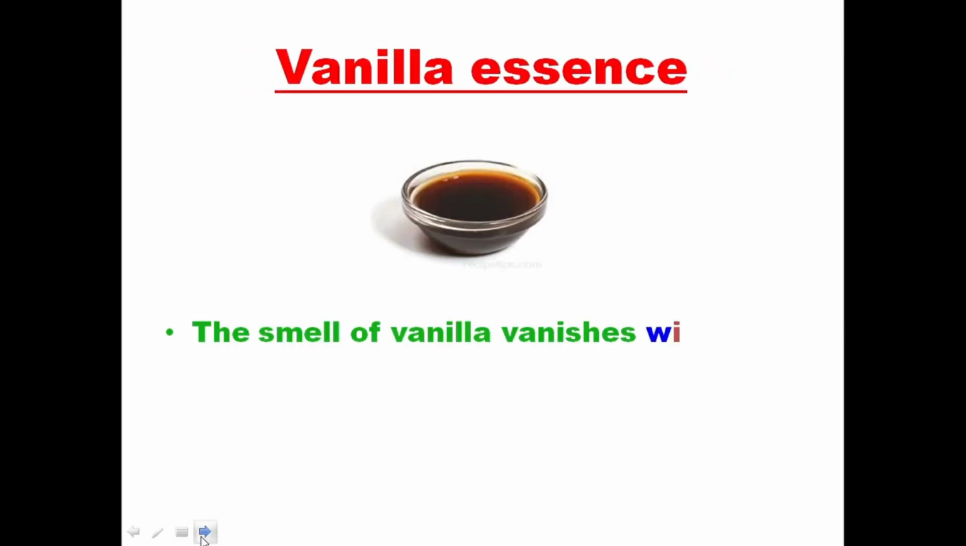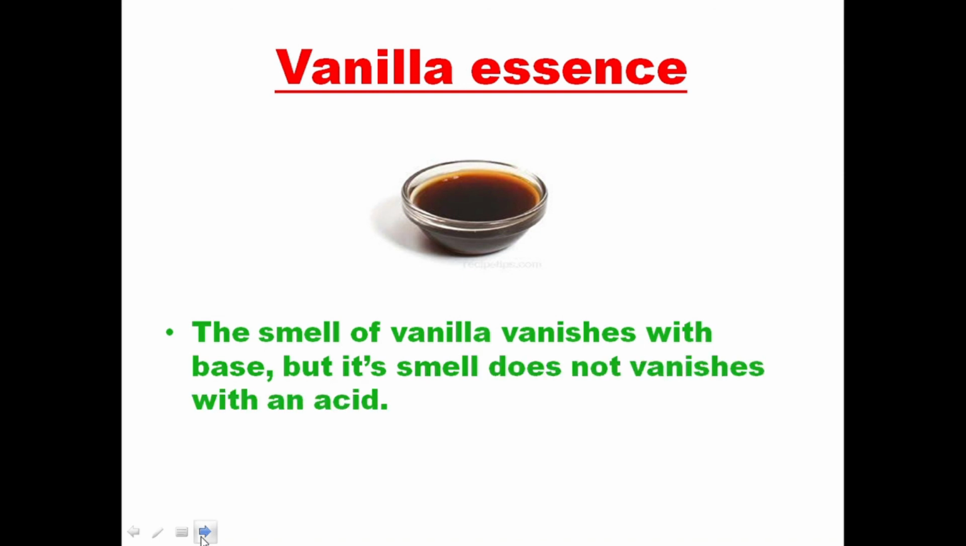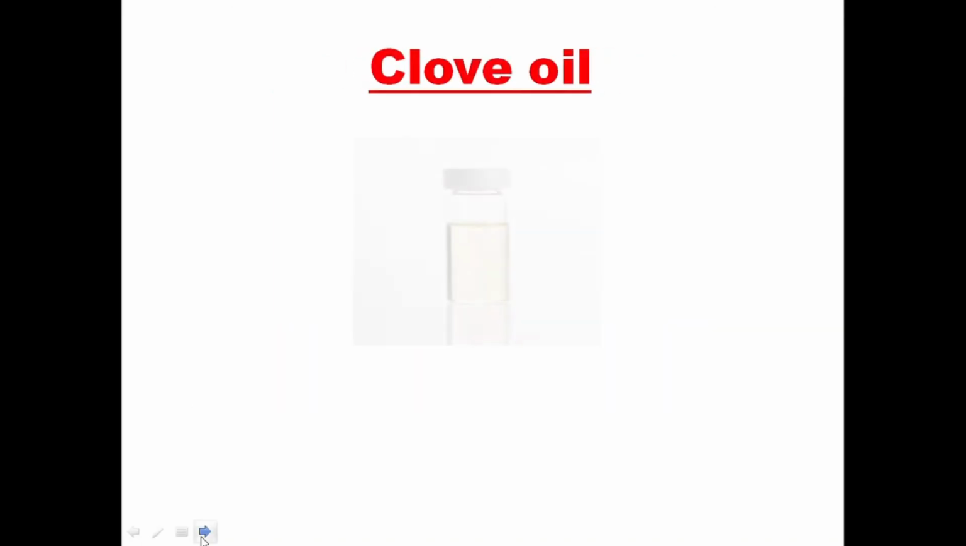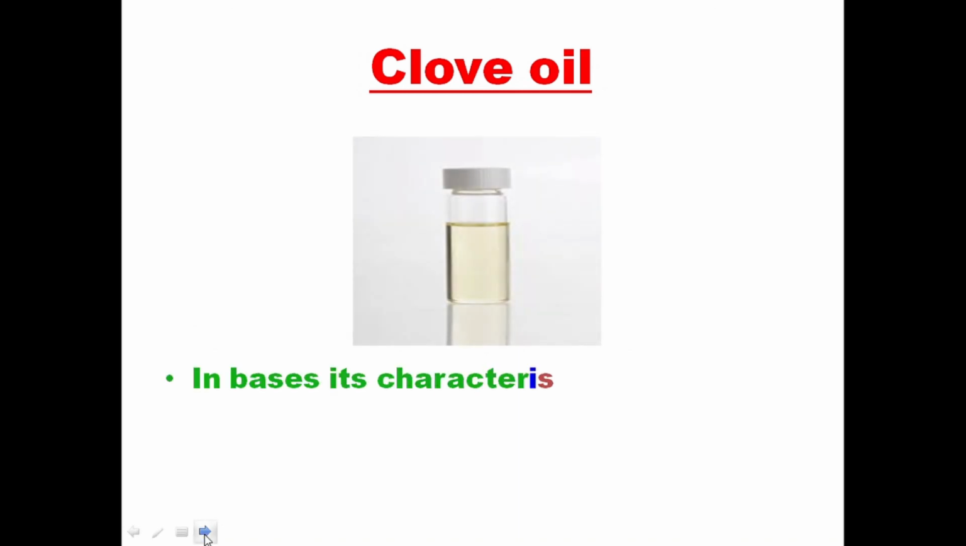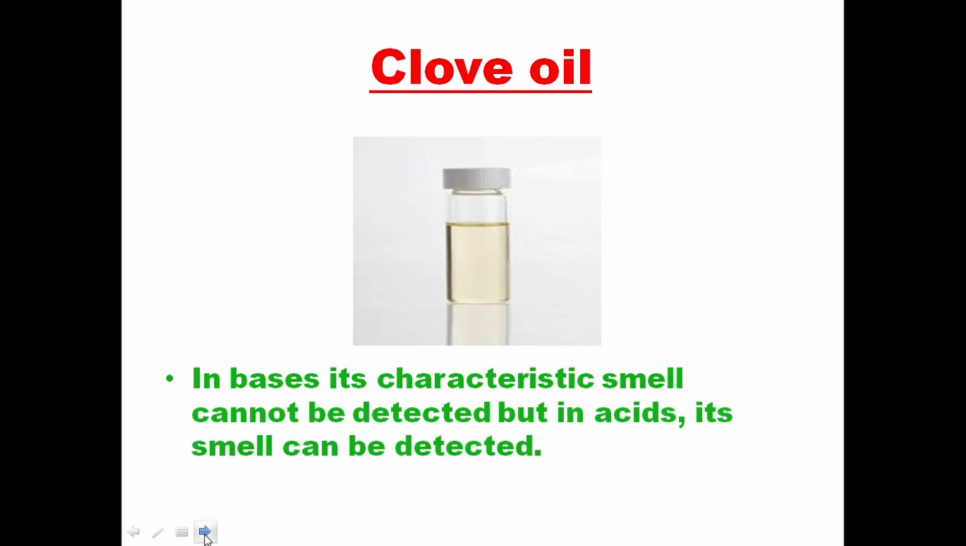Another one is vanilla essence, whose smell gets vanished when few drops of vanilla essence is added to any base and it retains its smell in the acidic medium. Clove oil is also one of the olfactory indicators which has its own odor in acidic medium, that is, it retains its smell but its characteristic smell cannot be detected in base. So guys, this is all about some acid-base indicators.